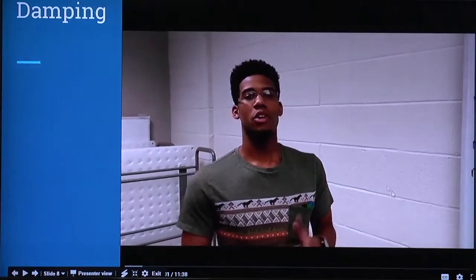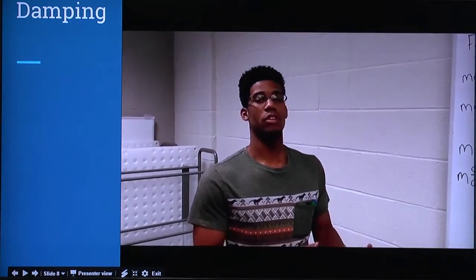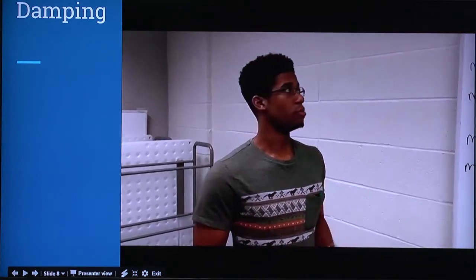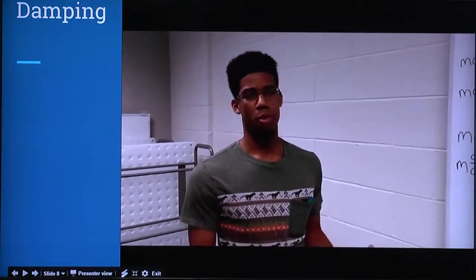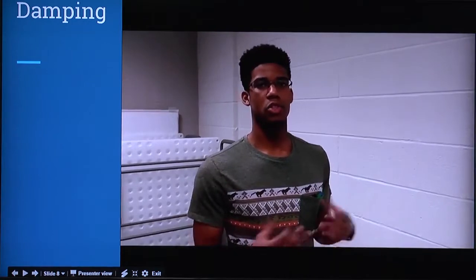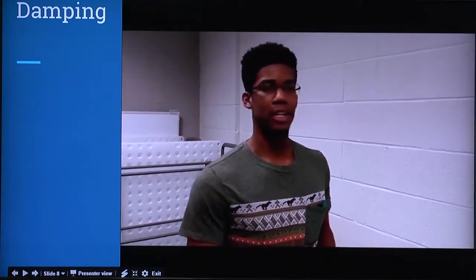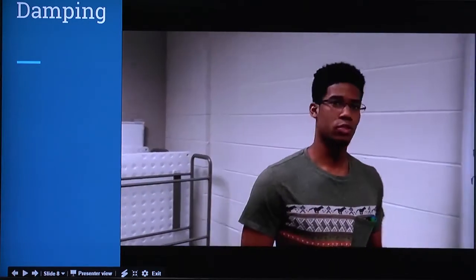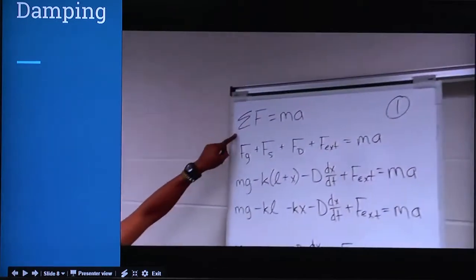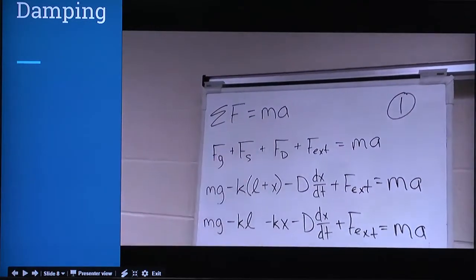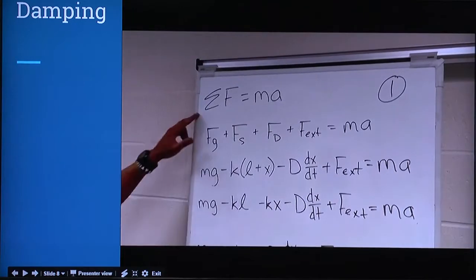All right, so now starting from where Noah left off, he gave us one of the forces of the spring. But now what we're gonna do is we're gonna get up all the components that we need, put it together, make our differential equation, and solve it. So starting with Newton's second law, we have the sum of all the forces equal to mass and acceleration of the system. What is the sum of all the forces?